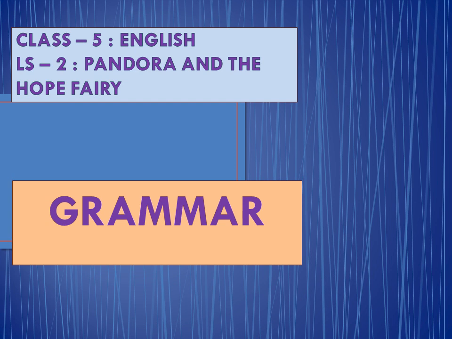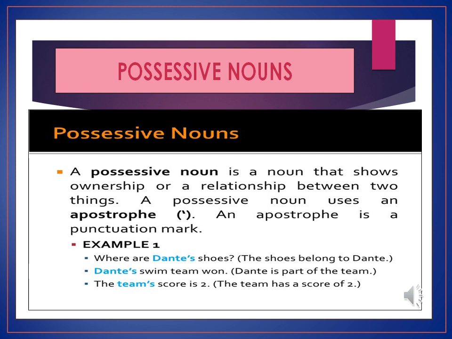We are doing lesson 2, Pandora and the Hope Fairy. Today we are going to deal with grammar. We have already learnt in the first lesson about possessive nouns. A possessive noun is a noun formed by adding an apostrophe and an s to a noun. The possession shows that the thing belongs to that person. That possession or belonging we show by adding an apostrophe and also an s. So that is a possessive noun we have already learnt in the previous lesson.